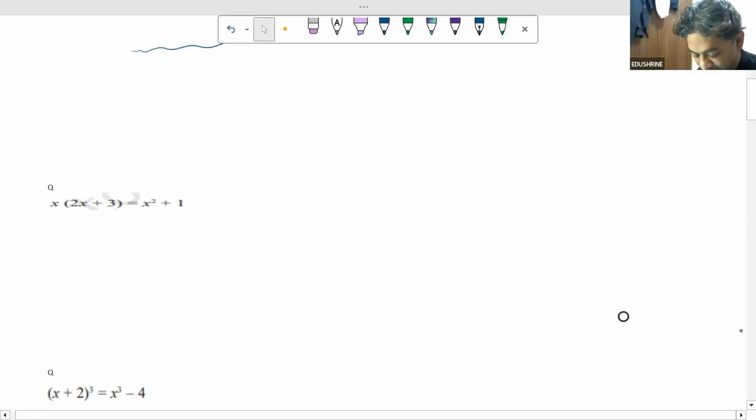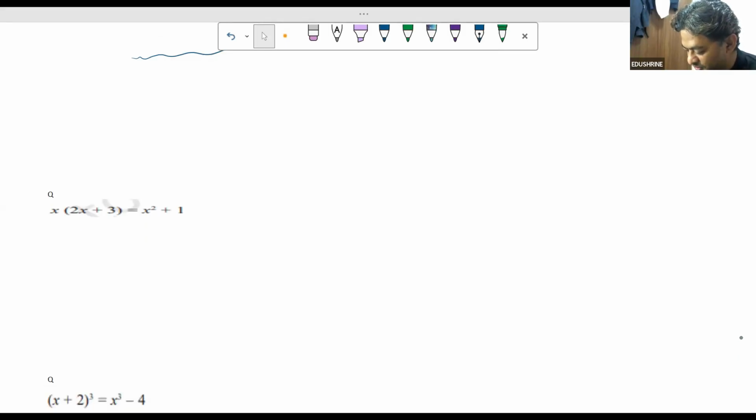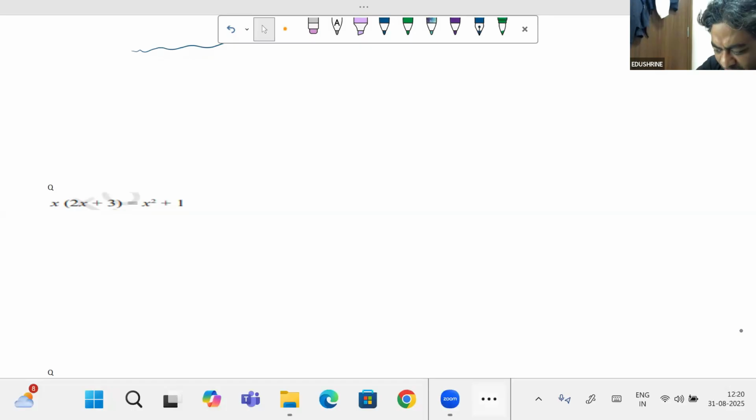Whoever has done it can write in the chat if it is a quadratic, yes or no. Perfect. Prithvi has written correctly. Uttam also wrote it correctly. Perfect, perfect. Yes, yes, yes. Everybody is saying yes. Wonderful. Okay, cool. So it's an easy problem, right?